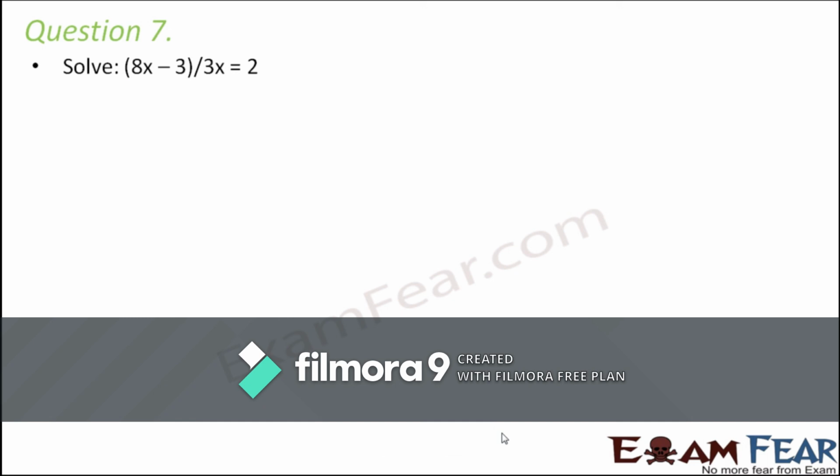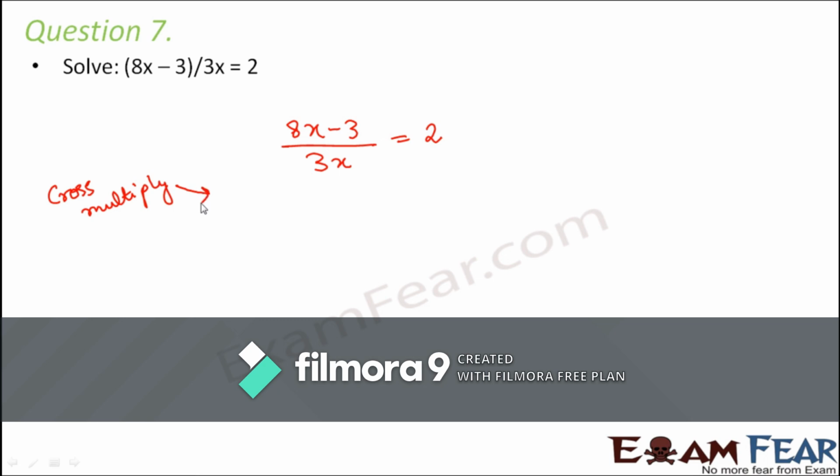Question number 7. Solve 8x minus 3 divided by 3x is equal to 2. So in this case also, when you look at its form, it is of the same form. Numerator by denominator equals numerator by denominator. So here also we would cross multiply. So when we cross multiply, what do we get? This gets multiplied with 1, because 2 is basically 2 by 1.